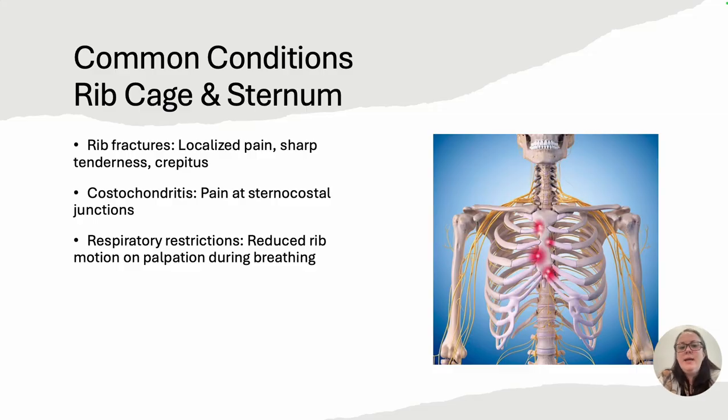So this is pain, costal, cartilage. This is pain and inflammation where the costal cartilage connects to the sternum and other areas as well. So respiratory restrictions can cause issues. If there's reduced rib motion, it could affect breathing. Okay?